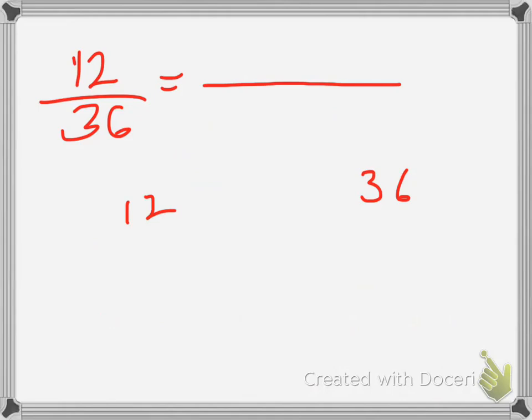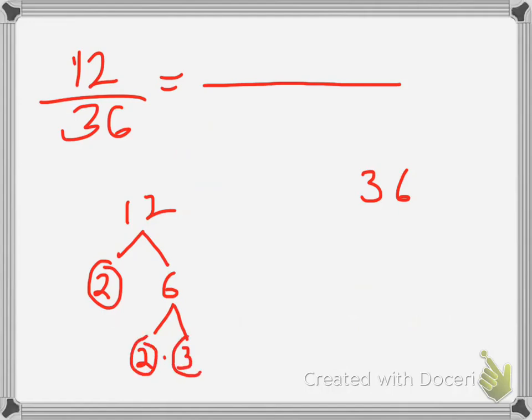So let's look at 12 and do the prime factorization for 12. Remember, we use a factor tree for prime factorization. We say 2 times 6 equals 12, and 2 is prime. 6 is not prime, so we have to factor it further, and we go to 2 times 3. So 2 is prime, 3 is prime. Now we have the prime factorization, and we can write it up here, 2 times 2 times 3.